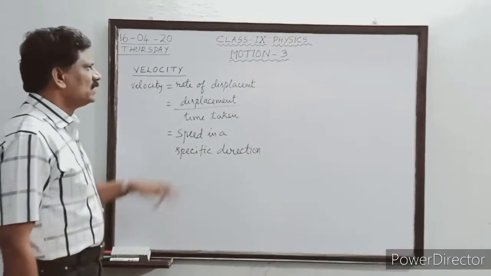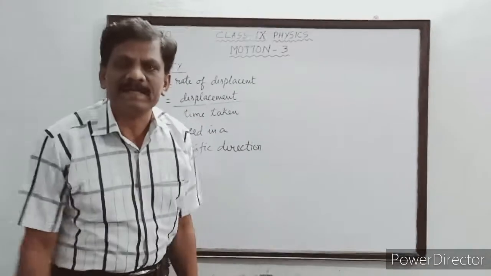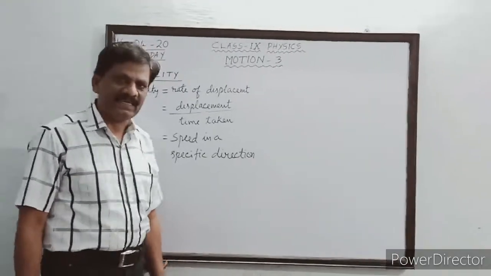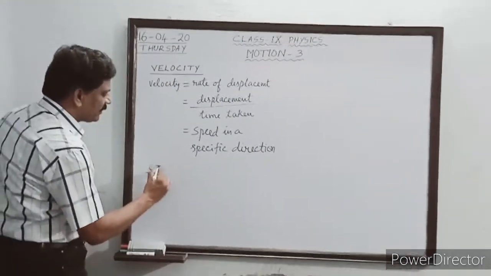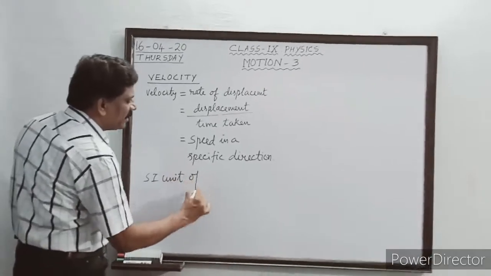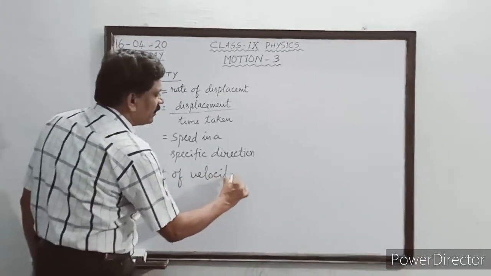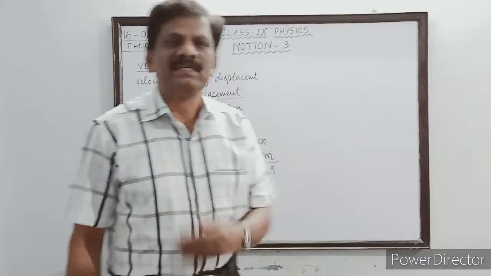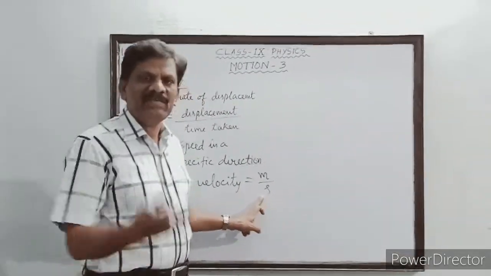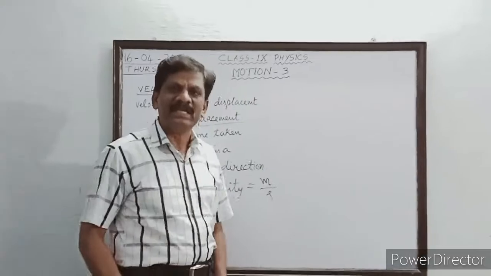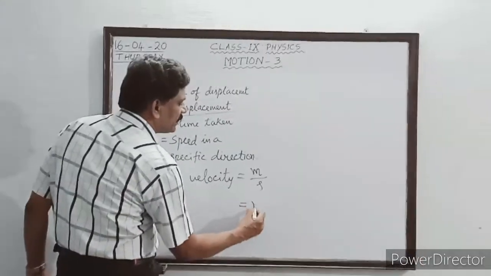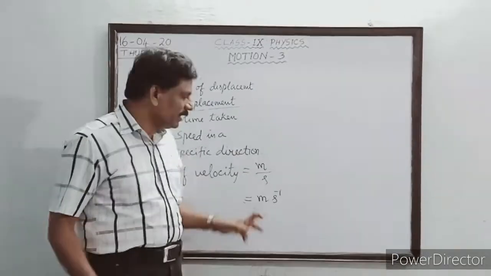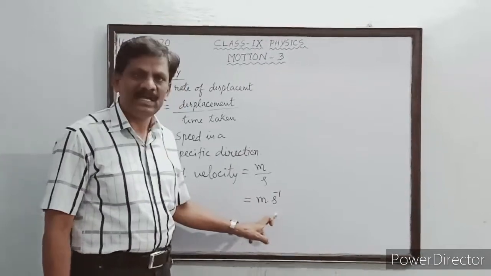Okay. Now, what is the SI unit of displacement? It is meter. And the SI unit of time taken is second. Therefore, the SI unit of velocity is equal to meters per second. Now, the term second is in the denominator. If I bring it to the numerator, its power will become negative. So, this can also be written as meter second power minus 1. But how to read this? As meter per second.